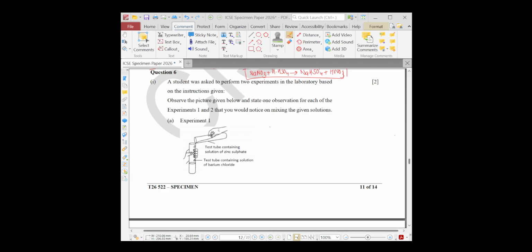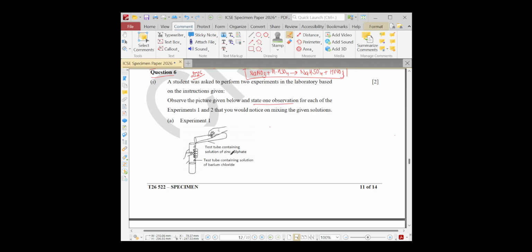So we now come to question number 6 of the ICSE 2026 specimen paper. It says a student was asked to perform 2 experiments in the lab based on the following instructions. So you have to observe the picture and you have to mention one observation for each.